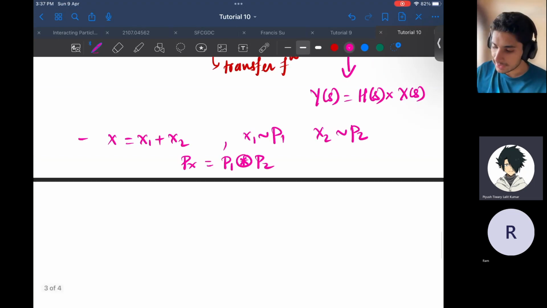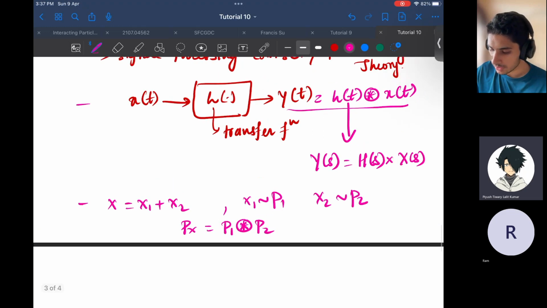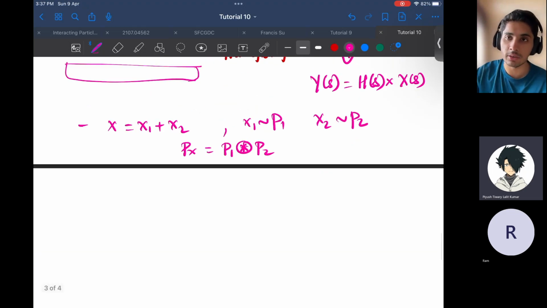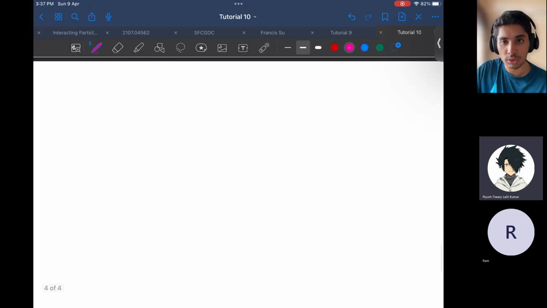Now, but these things, XT is basically a one-dimensional signal, which has just a single dimension. How does convolution look in 2D? Well, the way convolutions look in 1D is as follows.